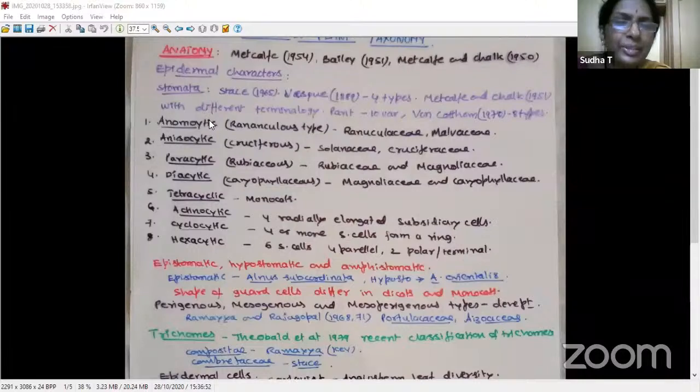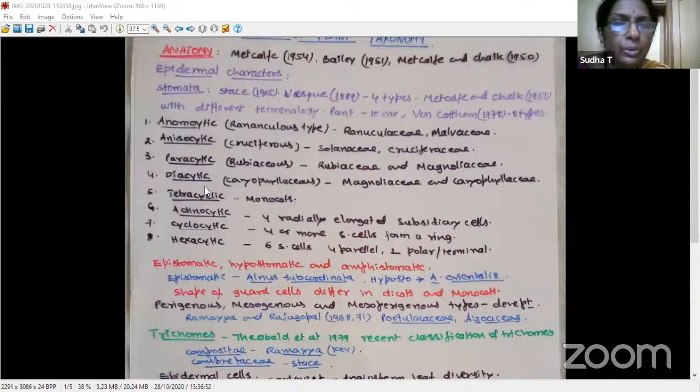Just try to follow what I'm saying. Here I have given the example of anomocytic stomata in Malvaceae. So I can take one hibiscus leaf. When I take one hibiscus leaf, it will have a larger number of anomocytic stomata, but it will also have anisocytic, though few in number.